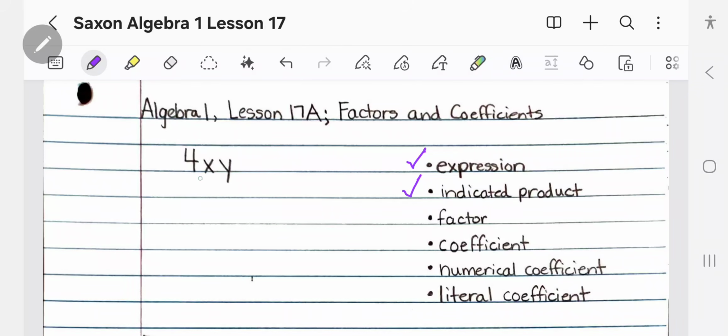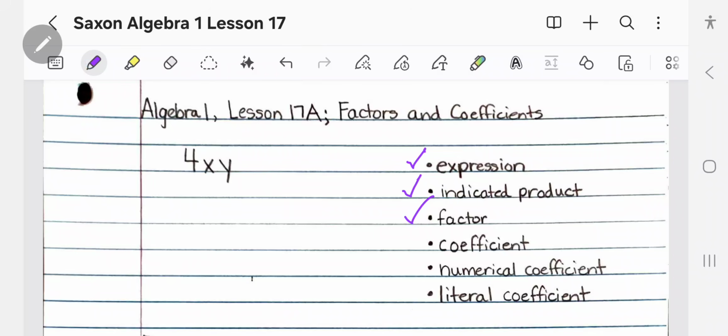And we know that because they've got the 4 right up against the x. They could have written this like 4 times x times y. But we know that you can just put them together without a symbol between them, and it means 4 times x times y. When you multiply things together, the things that you are multiplying are called factors. So the 4 is a factor, the x is a factor, and the y is a factor. We have 3 factors there.